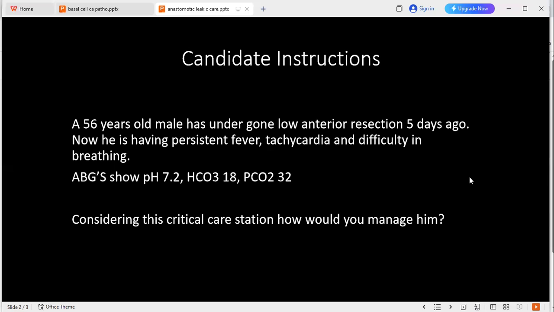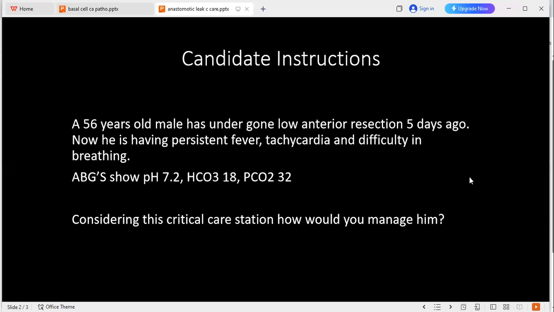Please tell me how you would interpret the arterial blood gas in front of you. The pH is 7.2, which means it's acidosis, and bicarbonate is low, so it could be metabolic acidosis. PCO2 is 32, so it looks like it's trying to compensate, but is not compensated yet. So you can say it's partially compensated. How would you take care of the patient's arterial blood gas?